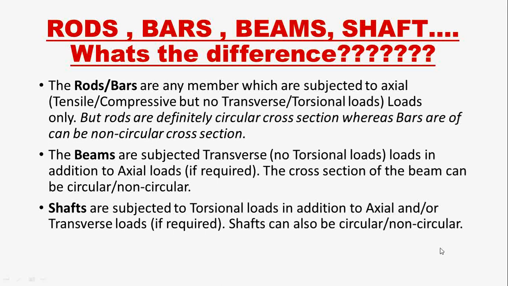A shaft is a member which resists torsional load in addition to axial and transverse loads. Along with axial and transverse, if a member resists the torsional load, then we will call that member a shaft. So a shaft can be either circular or non-circular.